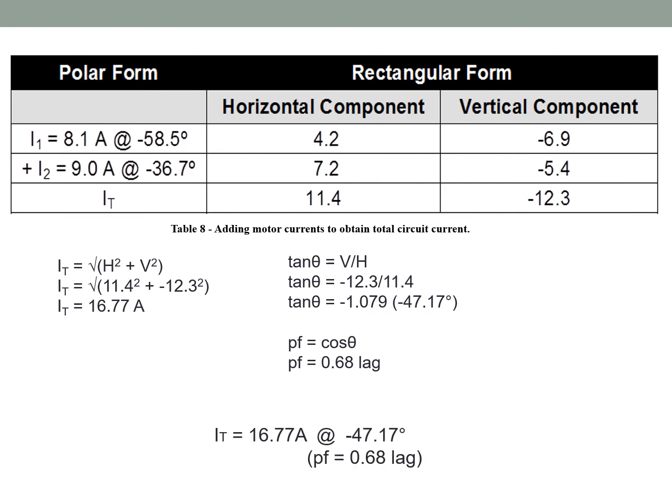Now I have found the total ampacity for my entire circuit as well as what my power factor for this circuit is. This circuit should draw 16.77 amps, and if I were able to measure it, I would have a power factor of 0.68 lag. You'll notice that if I simply added the two ampacities for my two motors together, I would have had 17.1, but 16.77 is what I should be reading on my ammeter if I were to clamp these two motors together.